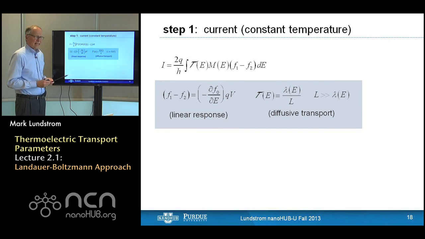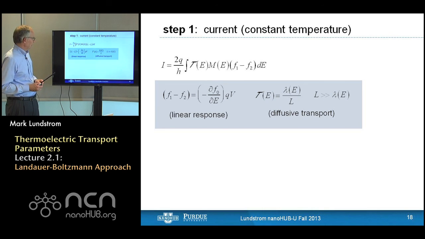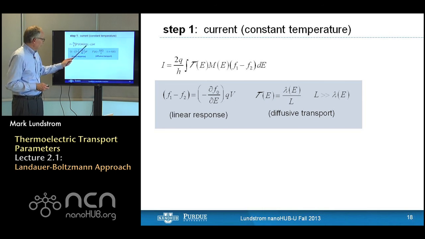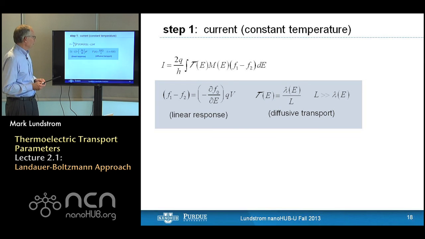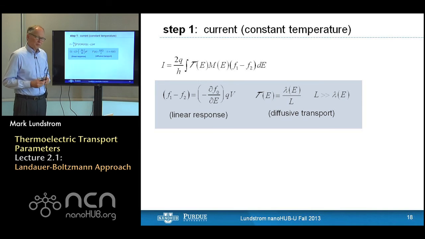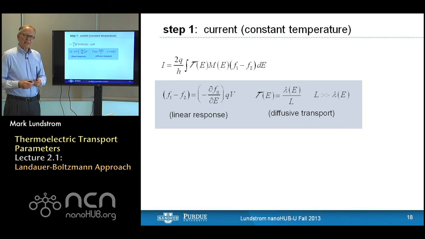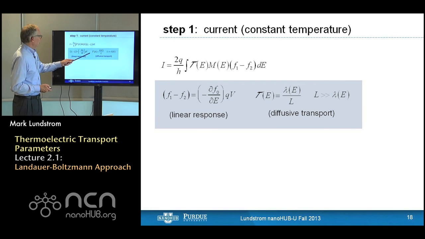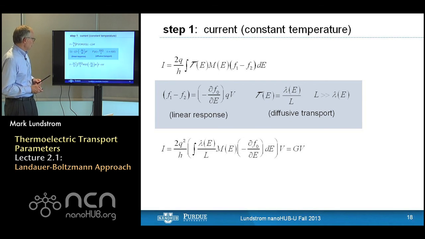Okay, so let's take this step by step. Step 1. Let's compute the current, assuming that the temperature is constant. So we begin with our fundamental Landauer-Boltzmann expression. We expand F1 minus F2, assuming a small difference in voltage. We assume that we're in the diffusive limit. The sample is many mean free paths long, and we simply plug into this expression.